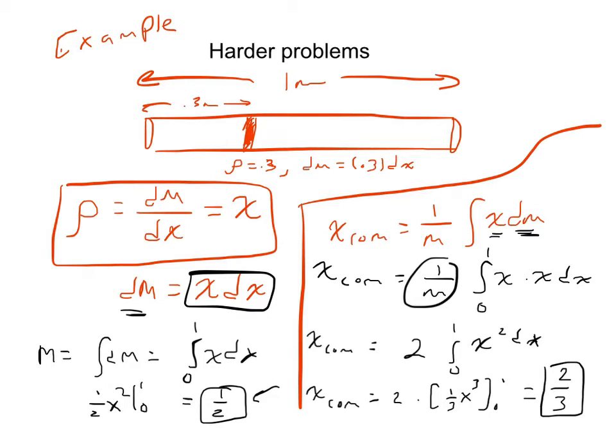And this makes sense because as we move from left to right on our rod, it's getting heavier and heavier and heavier. So it makes sense that the center of mass is going to be to the right of the midpoint of the rod. And so our center of mass is occurring here at around the point 2/3.